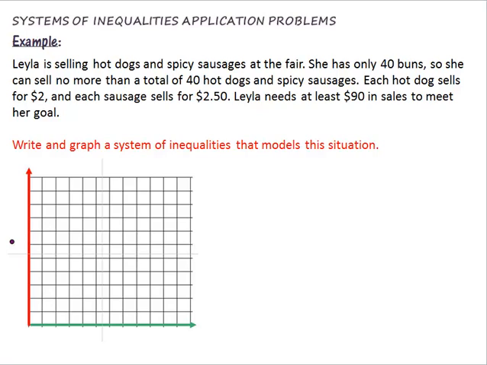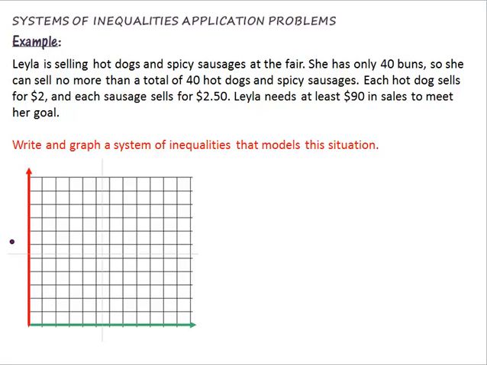Okay, Layla is selling hot dogs and spicy sausages at the fair. She has only 40 buns, so she can sell no more than the total of 40 hot dogs and spicy sausages. Each hot dog sells for $2 and each sausage sells for $2.50. Layla needs at least $90 in sales to meet her goal.